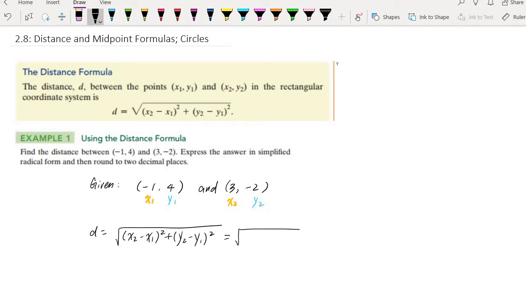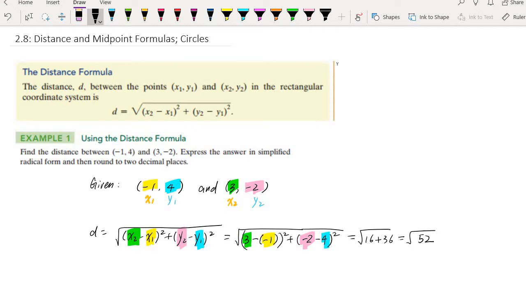So we're going to have the square root of x2, in this case 3, subtract x1, which is -1, this whole thing squared, plus y2, which is -2, minus 4, and this whole thing squared. I just highlighted this, hopefully that color helps you a little bit more. Then 3 minus -1 is 4 squared, that is 16, and -2 minus 4 is -6, -6 squared is 36. Then the square root of 52.